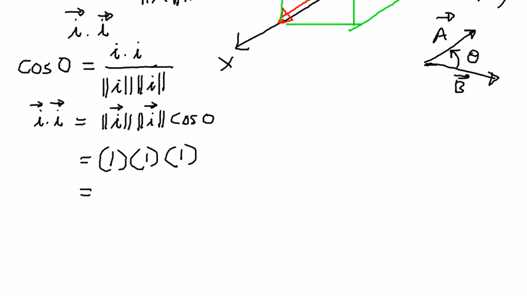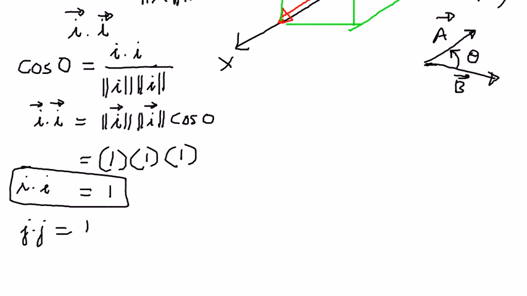So 1 times 1 times 1 is equal to 1. Therefore I dot I is equal to 1. Similarly, we can show that J dot J is equal to 1, and K dot K is equal to 1, right?